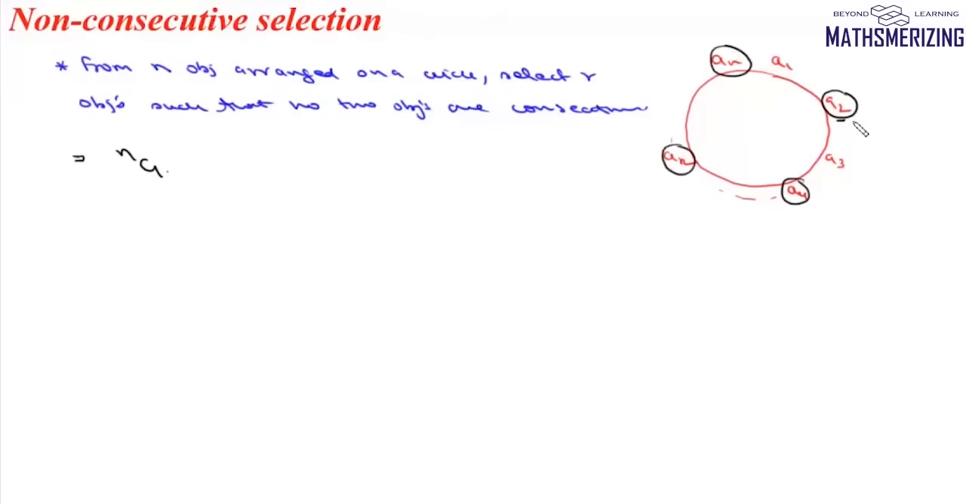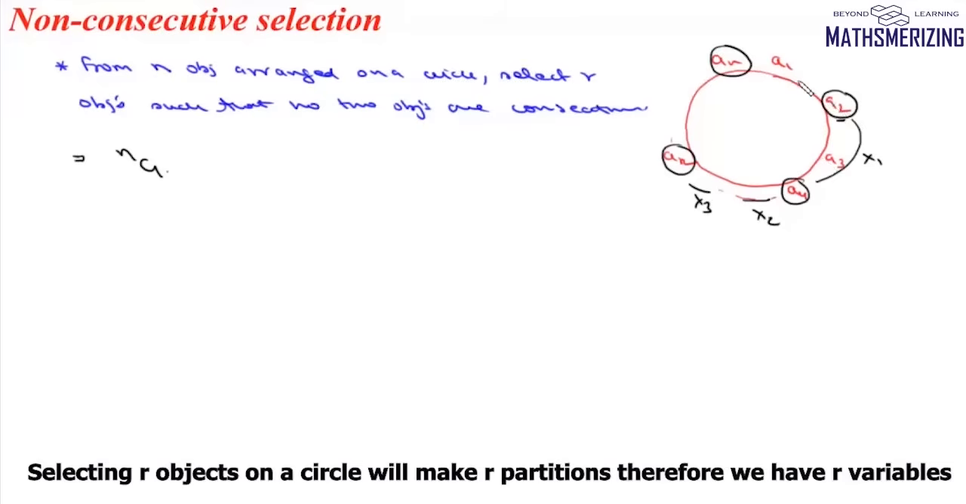Now, the number of objects in between any two selections is say XR. Say it is X1 and then X2 and then X3. Now on a circle, there will be R such variables. So we need to find these remaining numbers which are X1 plus X2 plus X3 and plus XR. And what is the total number of remaining elements? Total number of remaining elements is simply N minus R.